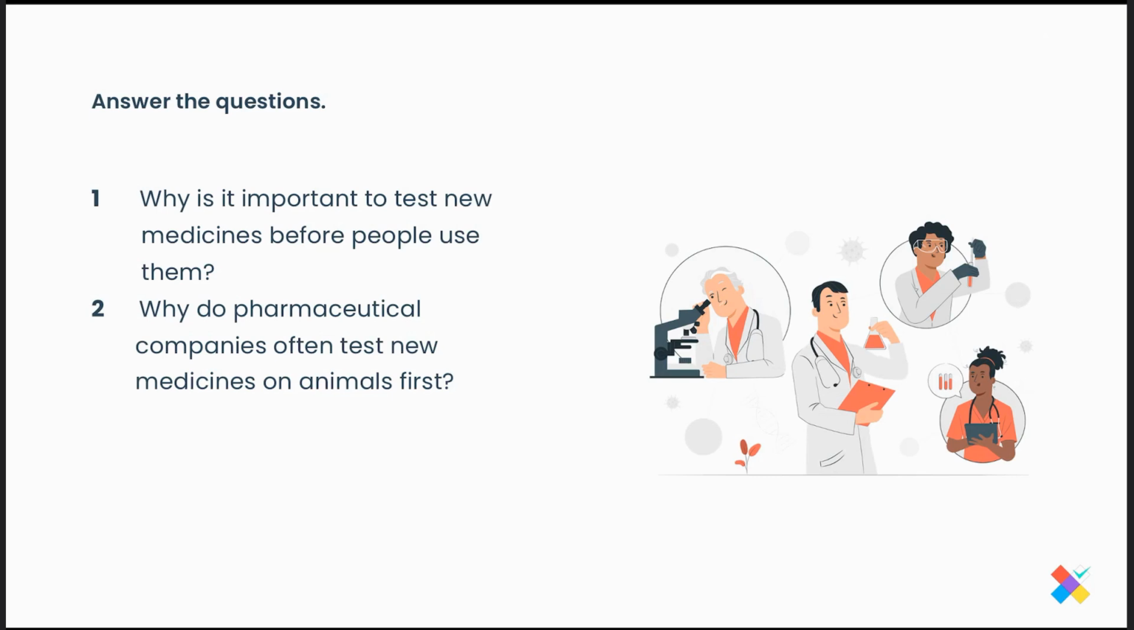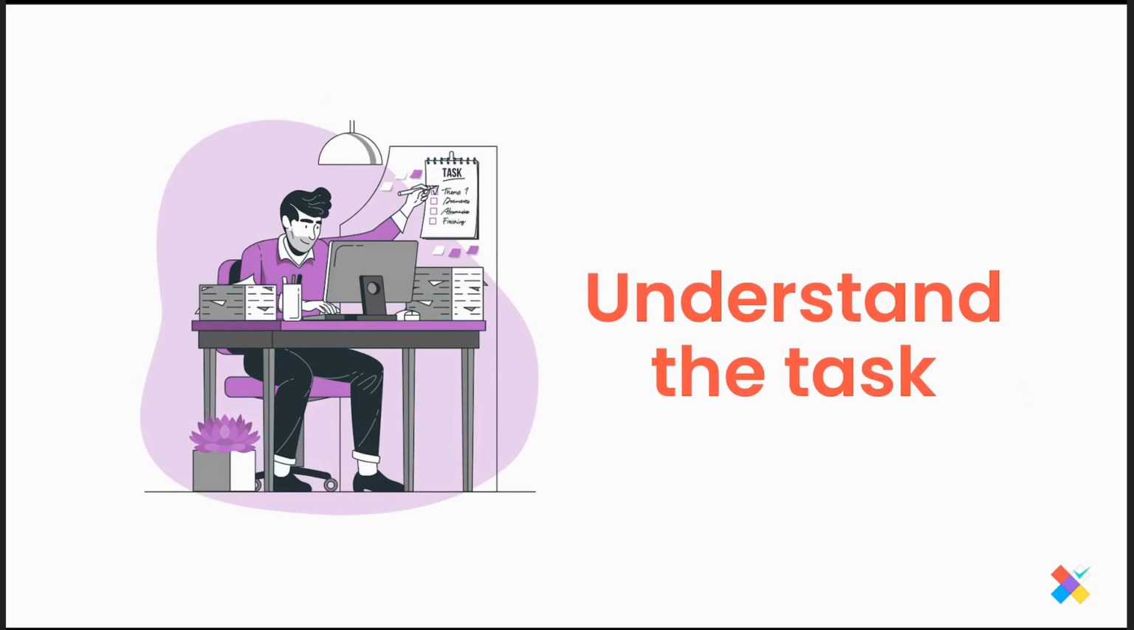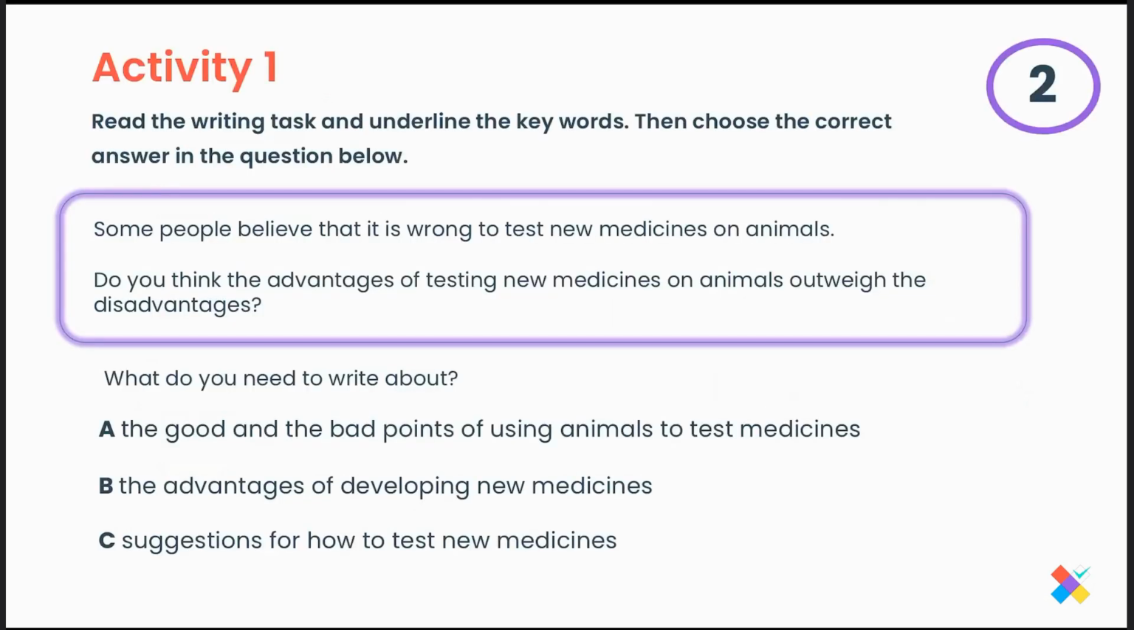All right, warmed up with or without music, we're moving on to understanding the task. Some people believe that it is wrong to test new medicines on animals. Do you think the advantages of testing new medicines on animals outweigh the disadvantages? You've got 2 minutes to do the usual. Read the writing task again carefully, underline the keywords, and then choose the correct answer in the question below. Okay, 2 minutes to do so.